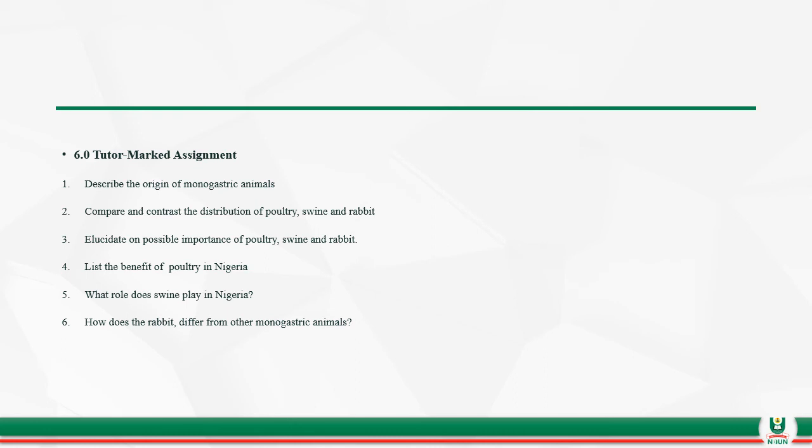Tutor-marked assignments: describe any of these monogastric animals, compare and contrast the distribution of these monogastric animals, elucidate on possible importance of these monogastric animals, list the benefits of poultry in Nigeria and that of swine, and indeed that of rabbit, and distinguish between the wild and domesticated pigs.